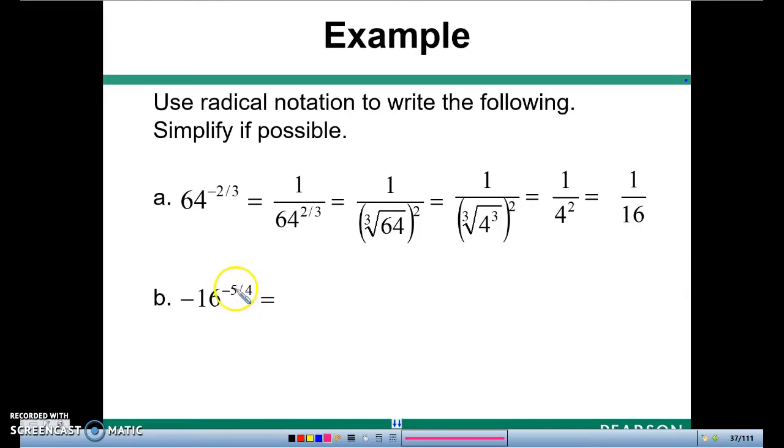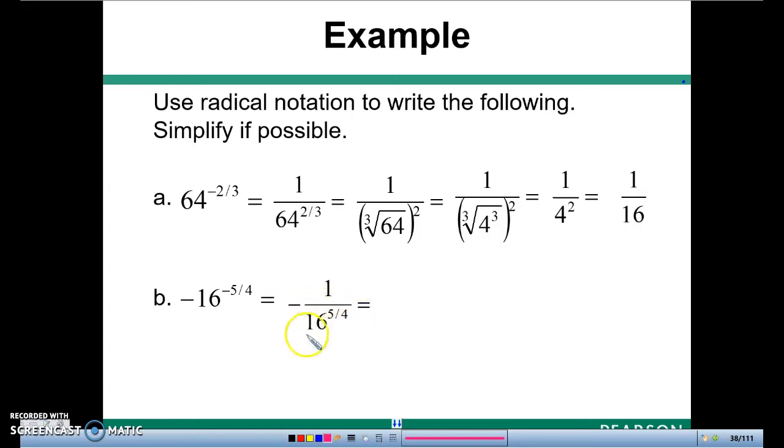Okay, this time the exponent applies only to the 16, not the negative sign, because this negative 16 is not in parentheses. It's like multiplying by negative 1 right here. So let's deal with this 16 raised to the negative exponent. We make it a positive exponent by putting it under 1. And I just park the negative sign out front.